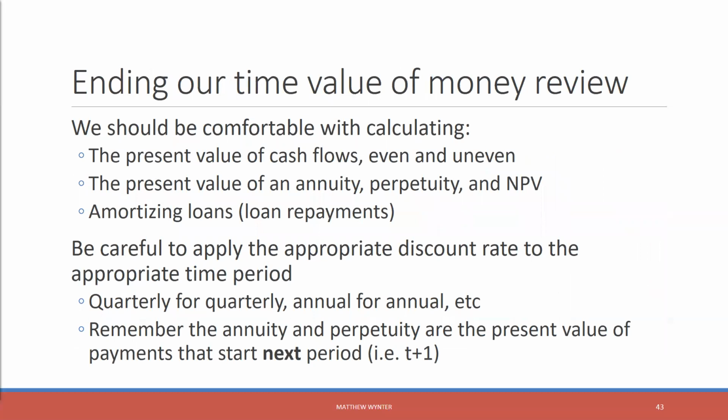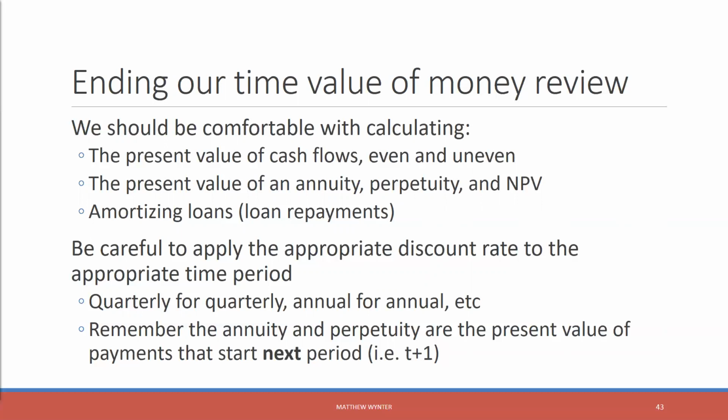So we're going to end our time value of money lecture. We should be comfortable calculating the present value of cash flows if they're even and if they're uneven, meaning if it's the same amount every year or if it's a different amount every year. We should be very comfortable with an annuity and a perpetuity, growing and not growing annuities and perpetuities. We should be comfortable with NPV. We should be comfortable with amortizing loans.